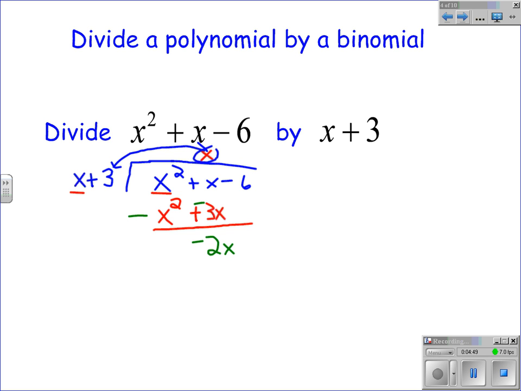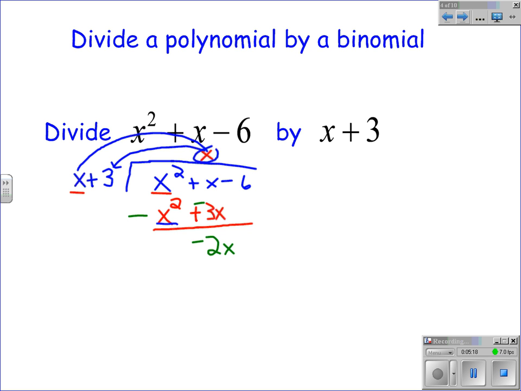So I took x times x to get x squared and x times 3 to get 3x. So I'm looking at just these two things so far. Okay, so we're looking at how many times does x go into x squared? It goes in there x times. So I got x times x gives me x squared, and x times 3 gives me the 3x.